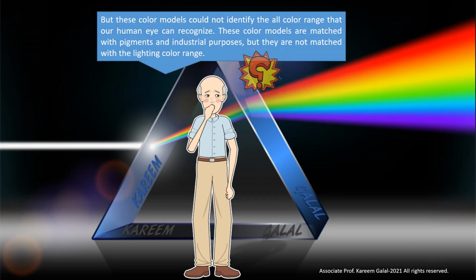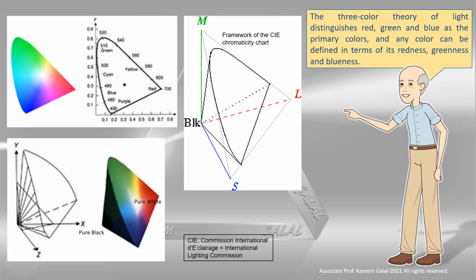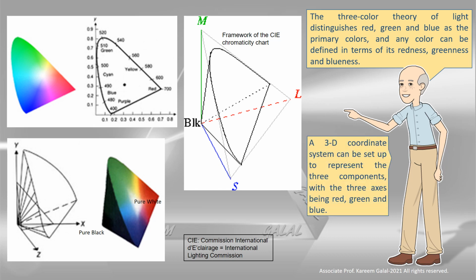But these color models could not identify the whole color range that our human eye can recognize. These color models are matched with pigments and industrial purposes, but they are not matched with the lighting color range. The three-color theory of light distinguishes red, green, and blue as the primary colors, and any color can be defined in terms of its redness, greenness, and blueness. A 3D coordinate system can be set up to represent the three components, with the three axes being red, green, and blue. This diagram is referred to as the CIE Chromaticity Chart.